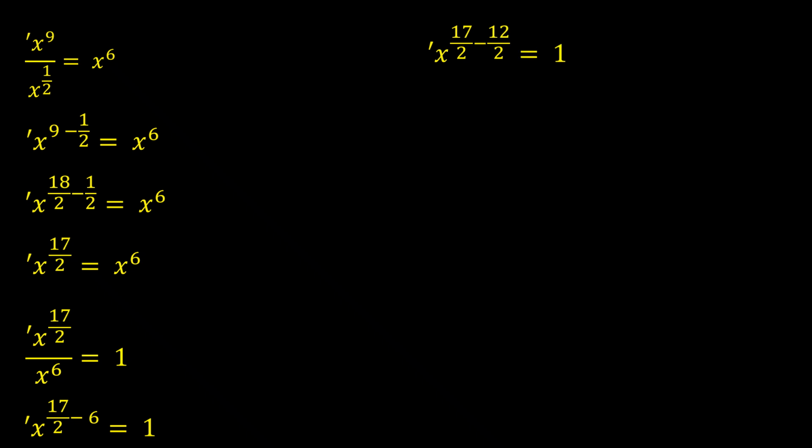Express 6 as 12 over 2 to obtain a common denominator for the exponents. Now, simplify the exponent. 17 over 2 minus 12 over 2 is 5 over 2. This means x to the power of 5 over 2 equals 1.